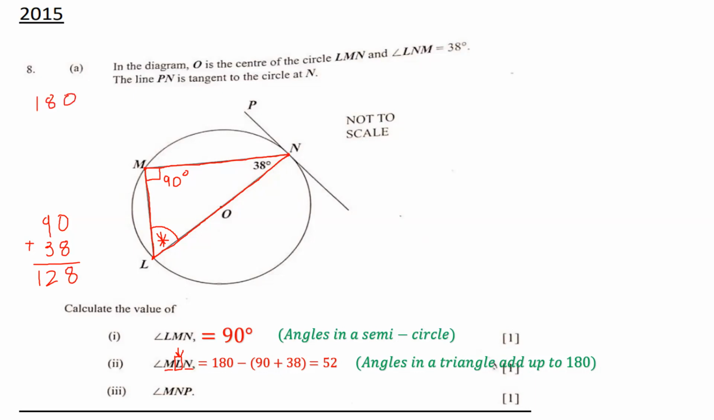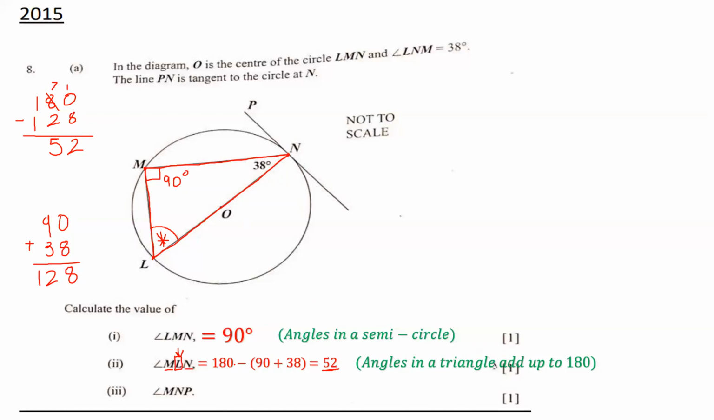So 180 minus 128, okay? And so when we do that, we borrow from the 8, that's going to be 7. This becomes 10 minus 8, which is going to be 2. And then 7 minus 2 is going to be 5. So that's how we get 52. Okay, we first add 90 and 38, which gives us 128. And then we subtract 128 from 180 to give us 52. Okay, let's move on to the next question.